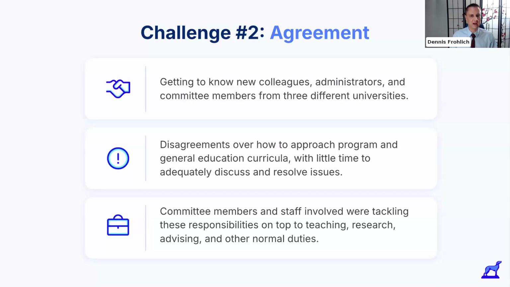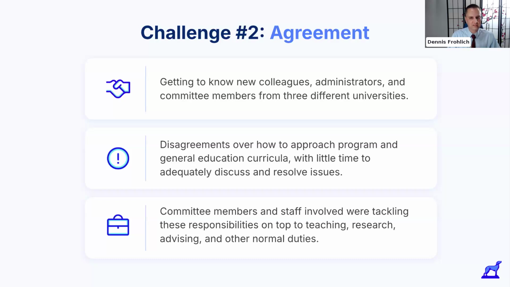There were disagreements about how to approach different programs. Sometimes within a department, one campus really liked the way they had a major structured on their campus, another campus liked the way they had it structured, and both things couldn't exist simultaneously. They had to come to some agreement on which path forward they wanted to take the program.